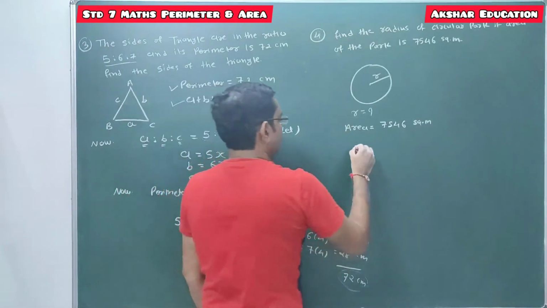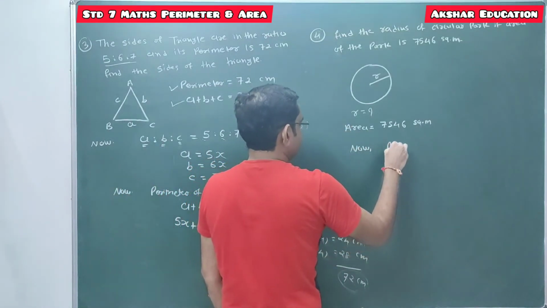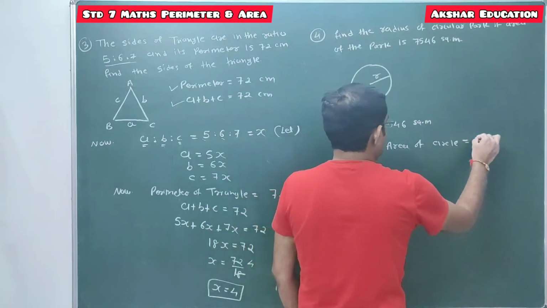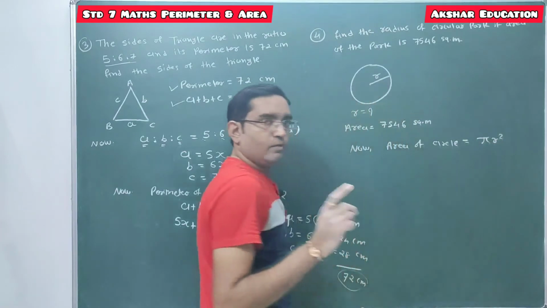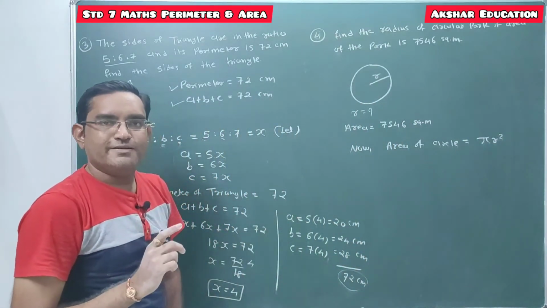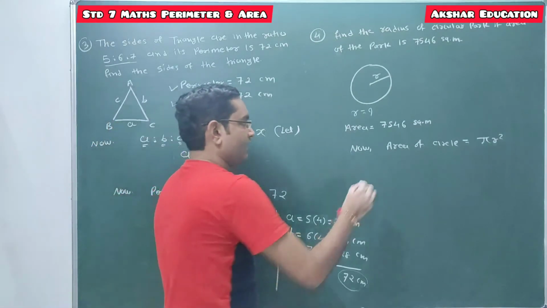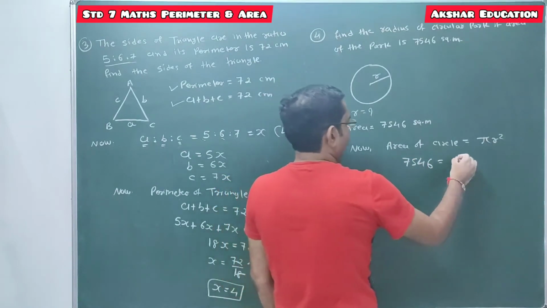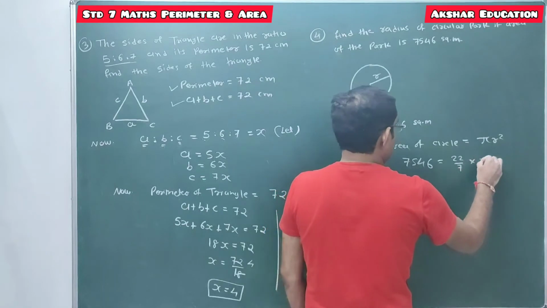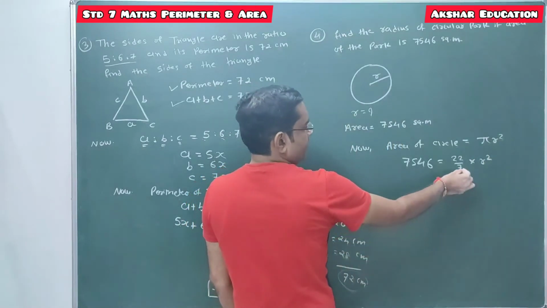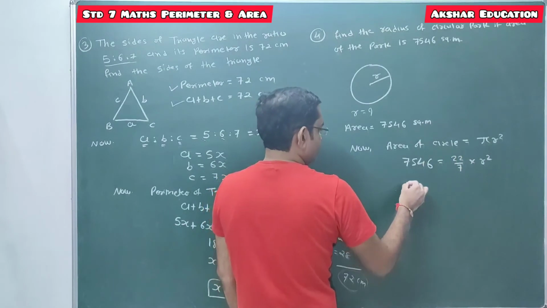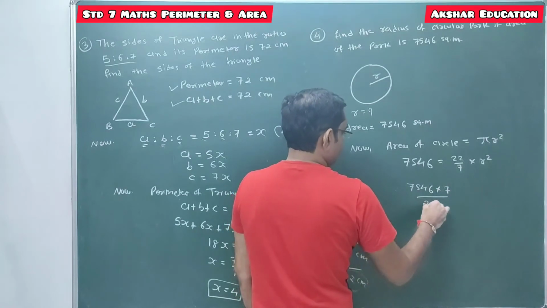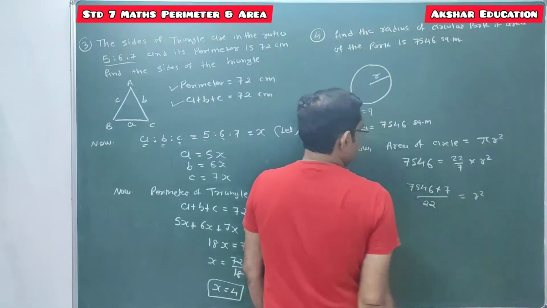So what is the area of circle? Formula: area of circle with radius r, and formula is pi r square. The formula should be known. Area of circle with radius r is pi r square, and the area of circle is given, which is 7546 equal to, now put the value of pi, it's a 22 by 7 multiply by r square. Now take this 7 into multiplication and 22 into division. So it's a 7546 into 7 upon 22 equal to r square.